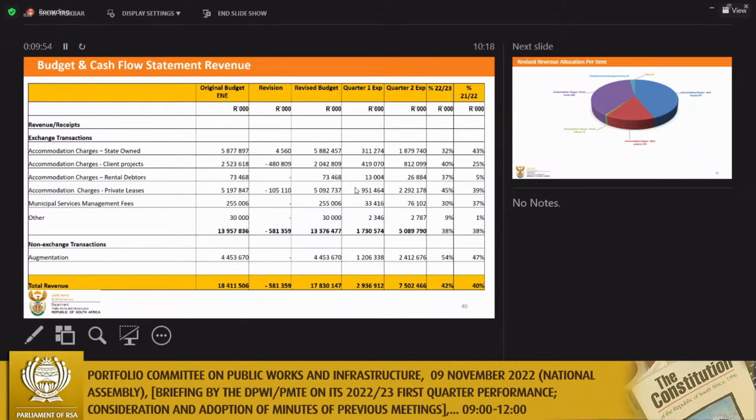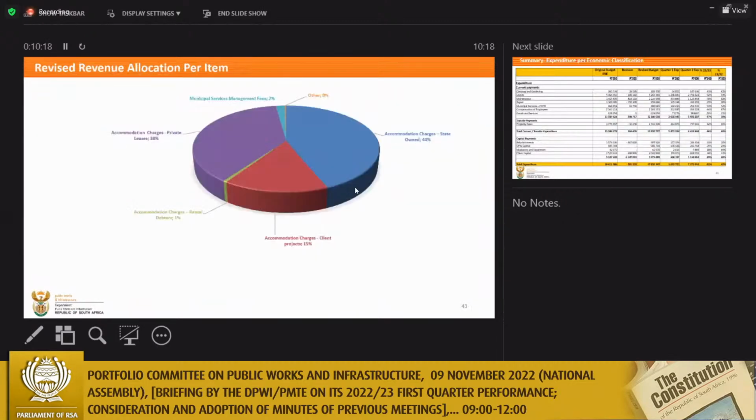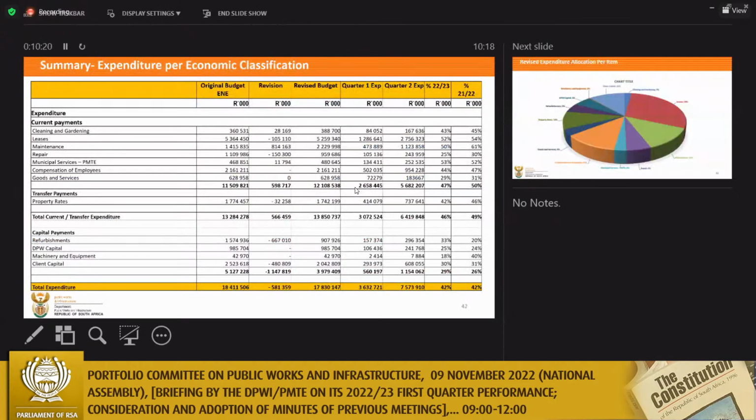And augmentation, which is the amount that comes from DPWI as the main vote, the budget is 4.5 billion and we received 1.2 billion. So against the total budget of 18.4 billion in terms of the revenue, we only received 2.3 billion. Can move around. We can move. This is the summary of expenditure per economic classification.